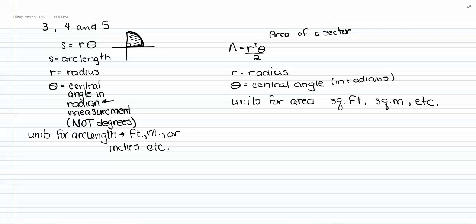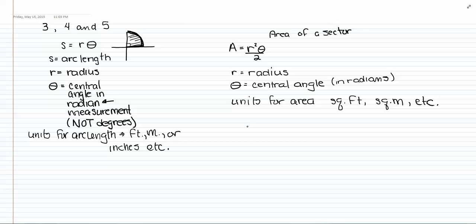So for question number 3, you're simply plugging into the arc length formula the S and the R, and then solving for theta. For question number 4, you have to do a conversion first.